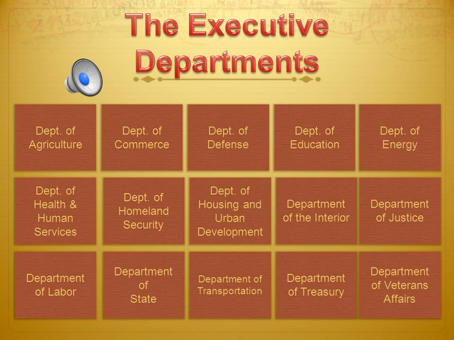The Department of State maintains relationships with other countries and protects American citizens while they are in other countries. The Department of Transportation oversees the nation's system of highways, roadways, air travel, and waterways. And the Department of Treasury collects taxes, borrows money, pays bills, and prints money. And last, the Department of Veterans Affairs provides services to veterans of American wars and maintains national cemeteries and veteran hospitals.